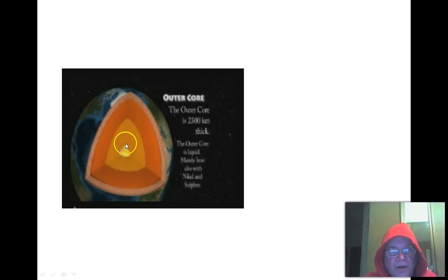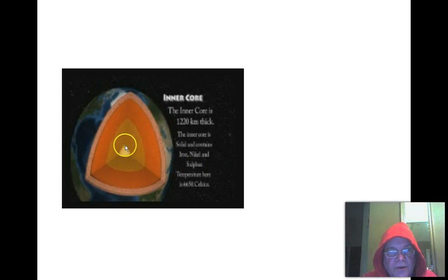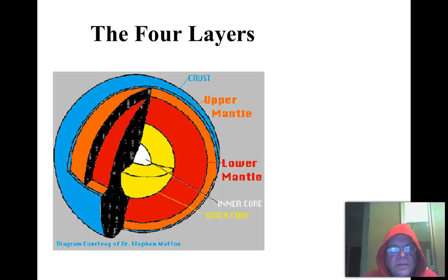Outer core is right here, liquid outer core. Okay, iron and nickel. Then the inner core right here. And that inner core is solid, pushed together real tight. It's like you take a piece of bread and squeeze it. Iron and nickel too. Okay, you got the four layers: the crust, the very top part, the upper mantle, the lower mantle, and the core. And the core has two parts, inner and outer.